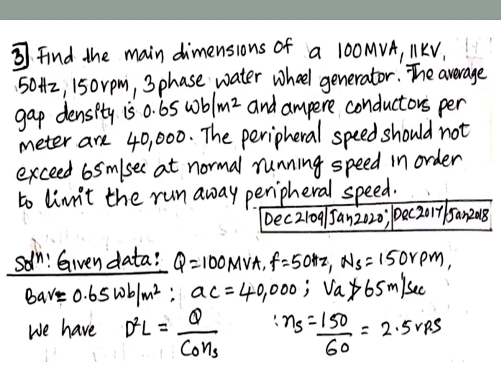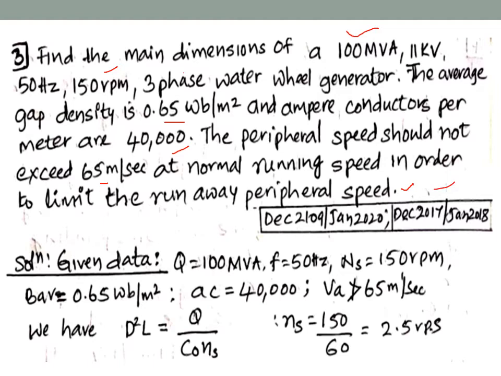Now coming to the third problem: find the main dimensions of a 100 MVA, 11 kV, 50 Hz, 150 RPM, 3-phase water wheel generator. The average gap density is 0.65 Wb per meter square, and ampere conductors per meter are 40,000. The peripheral speed should not exceed 65 meters per second at normal running speed, in order to limit the runaway peripheral speed. So this has been asked for twice.